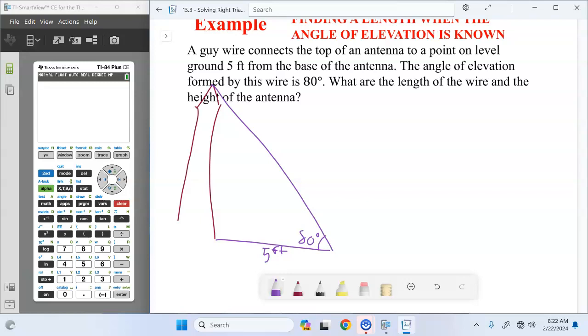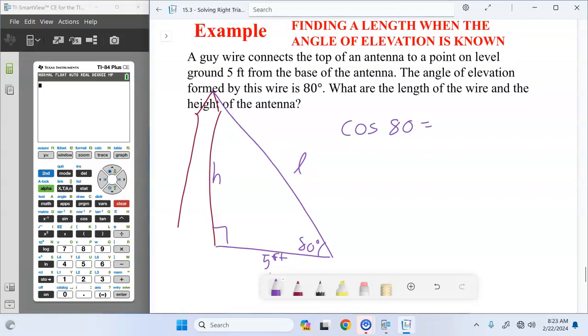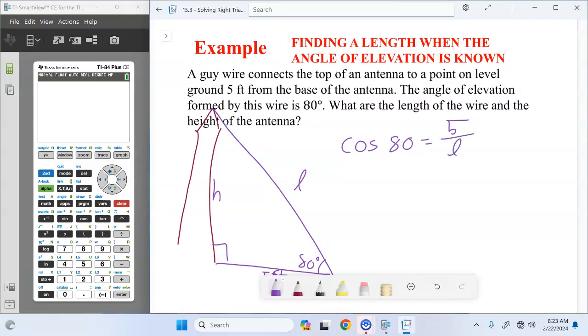The length of the wire, I'll do L, and H for the height of the antenna. You can use whatever variables you want. Just make sure you remember which one's which. We want to find the length of the wire. Let's do that one first. Given this angle, this side, and I want to find the length of the wire, which function are we going to use? Because we have the adjacent side. That's our right angle. Our guy wire is our hypotenuse. So we will use cosine of 80 equals 5 over our length.